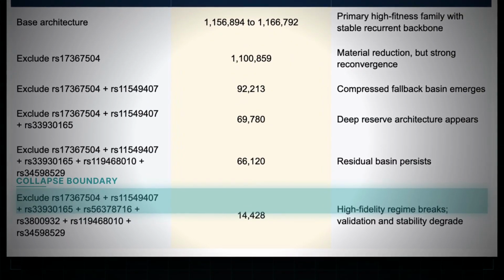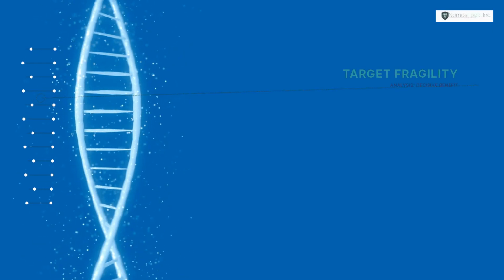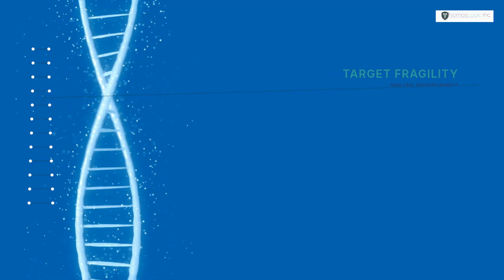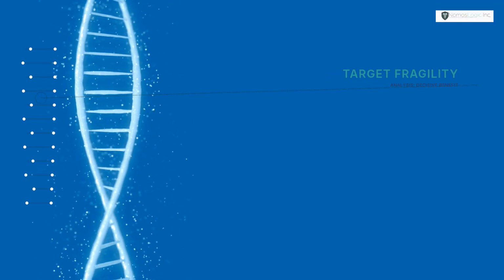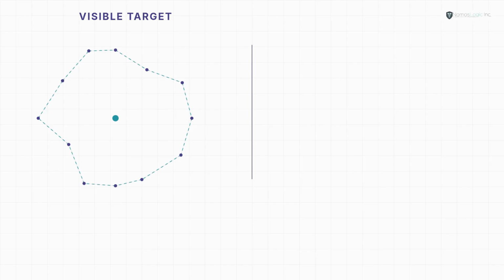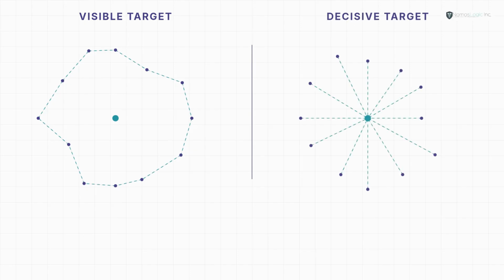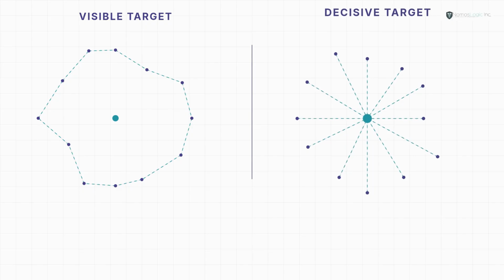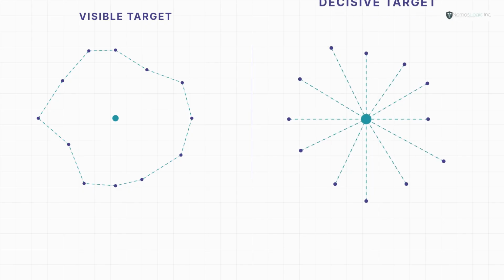resilience in this cohort. Now, for drug discovery, this solves the target fragility problem. A target that is visible but not decisive will produce limited benefit, regardless of compound design. Architectural analysis distinguishes visible targets from decisive ones. We prioritize targets that are necessary across many perturbation conditions, deep within the reserve structure.